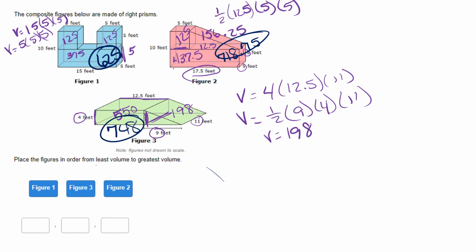So now I can put them in order from least to greatest. It looks like the least is figure 1. Next, I've got 718.75, so figure 2. And figure 3 is the greatest.